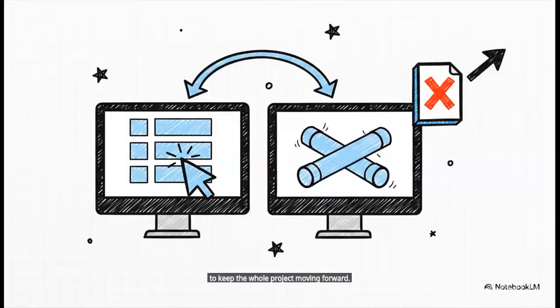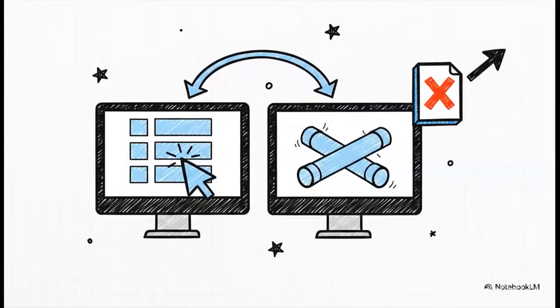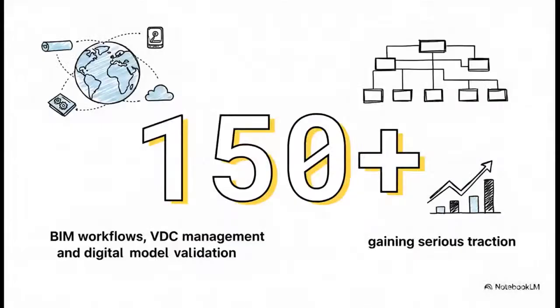The source also highlights direct plugins for software like Revit and Bentley MicroStation. What this actually means for your workflow is that you don't have to force an IFC format export if you don't want to. A manager can literally just use the free Revit plugin, click a flagged collision in the report, and the software will automatically cut the 3D view directly to the exact location of that collision right in the native software. It is a massive, massive time saver.